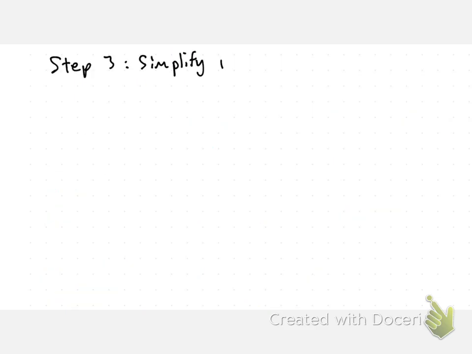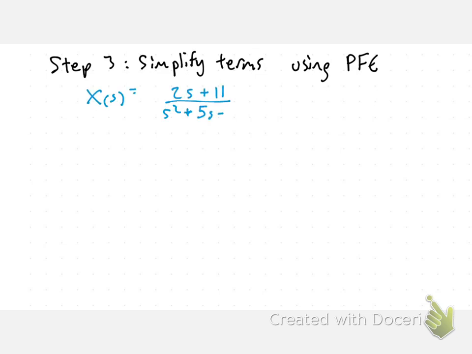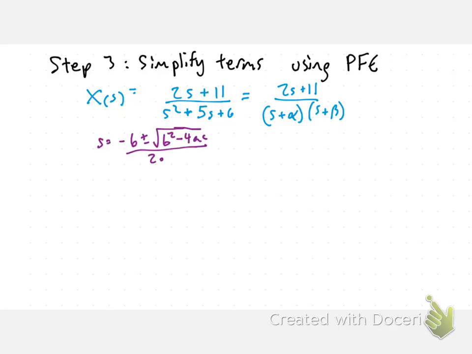Now step 3 is we're going to simplify the forms using partial fraction expansion. So we take that equation, and we want to split it apart. Same equation from before, we know it's going to be s plus 2, s plus 3, but if it wasn't that obvious, we could use the quadratic equation. So quadratic equation in song format is s equals negative b plus or minus the square root of b squared minus 4ac all over 2a.